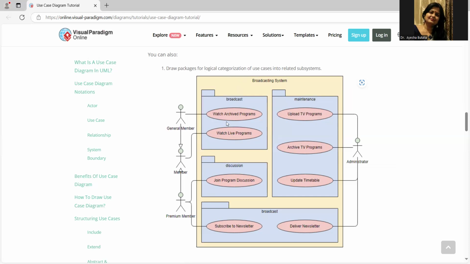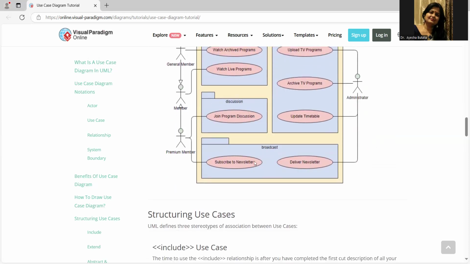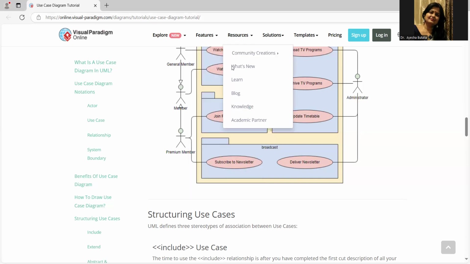You can categorize the use cases as per the actors and the functionality. Here you have two use cases given for broadcast, three for the maintenance associated with the administrator, and then a broadcast related to the premium member. If there's a premium member who wants to join the discussion, then they have to subscribe. And this discussion is held for premium members because we need to dedicate time and associate a proper channel for them.